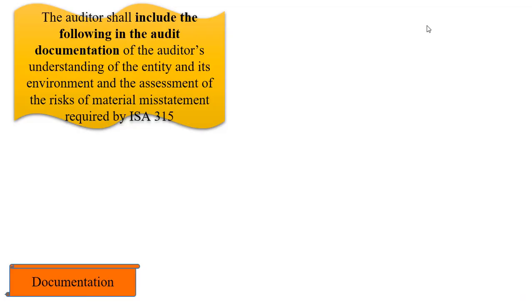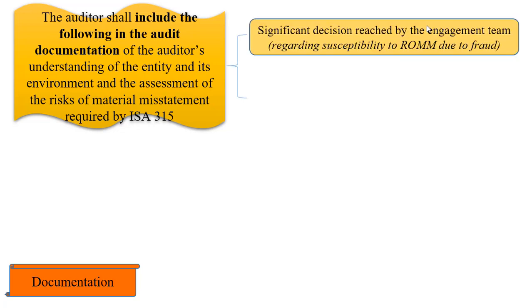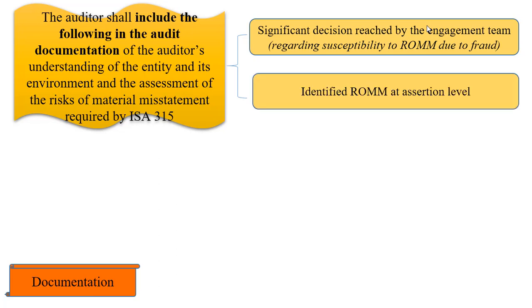With regards to documentation, the auditor shall include in the audit documentation the auditor's understanding of the entity and its environment and the assessment of risk of material misstatement required by ISA 315, significant decisions reached by the engagement team regarding the susceptibility of the financial statements to material misstatement due to fraud, and identified risk of material misstatement at the assertion level. So these are included in the documentation to be made by the auditor.